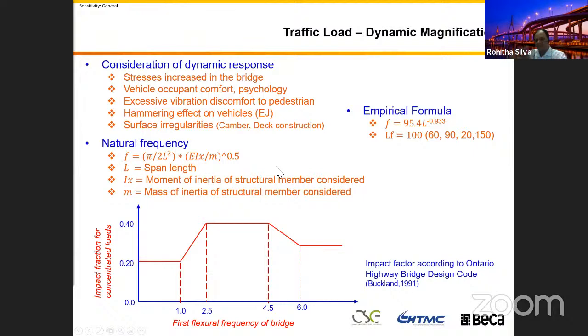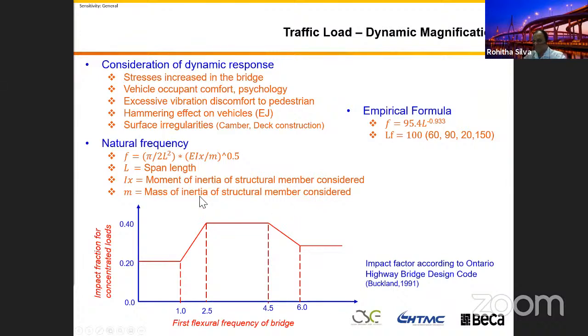The dynamic response, as you know from structural dynamics, if a structure vibrates close to its natural frequency, it will amplify, it will get a resonant effect that will make things worse. So this is one of the simple approximations for you to calculate the natural frequency: pi over 2L squared, times the square root of EI, the rigidity, divided by mass. And I is the moment of inertia.